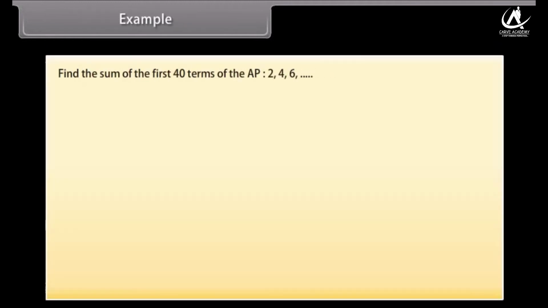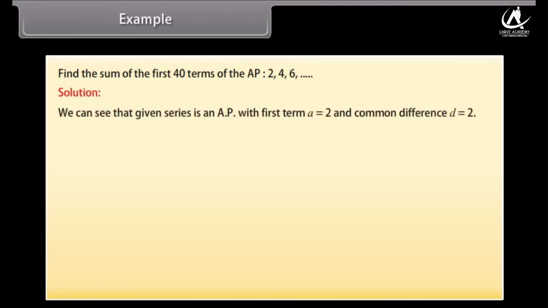Example. Find the sum of the first 40 terms of the AP, 2, 4, 6, and so on. We can see that the given series is an AP with first term A is equal to 2 and common difference D as 2. We have to find the sum of the first 40 terms. So, n is equal to 40.